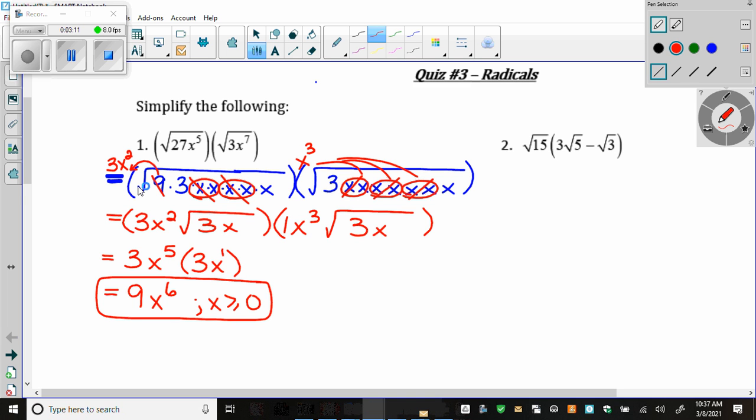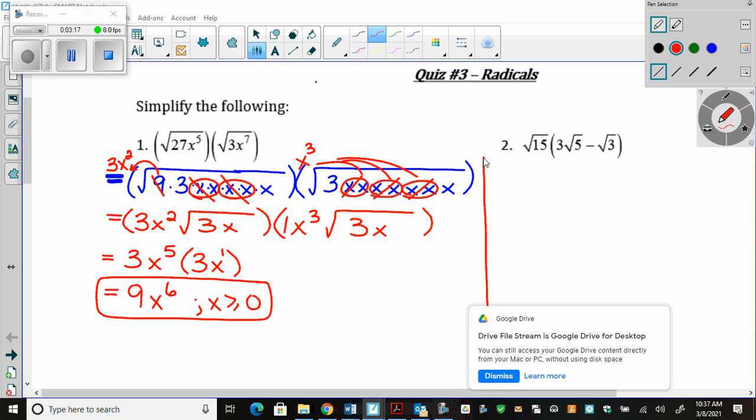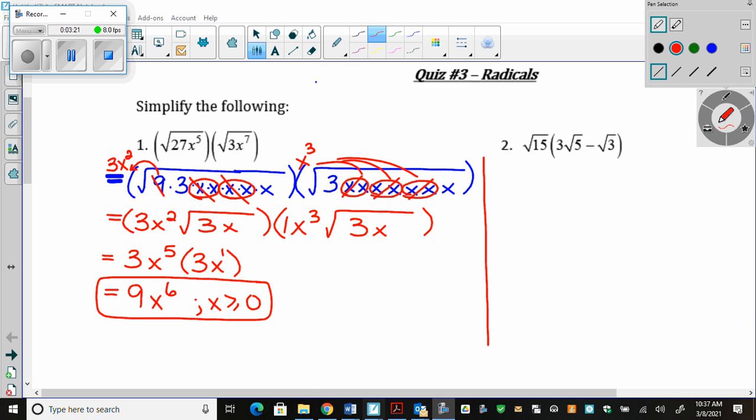All right. The next one doesn't have any variables or letters, right? So I don't have to state any restrictions. Do you agree? This and this. All right. So for this one, though, I have something and then a binomial. So I have a monomial times a binomial.